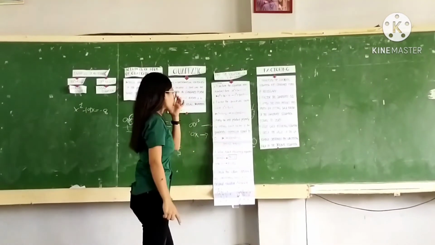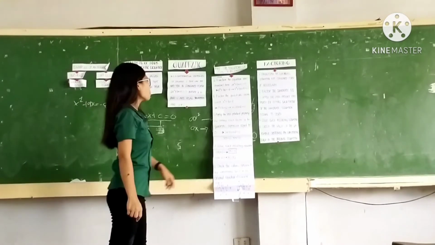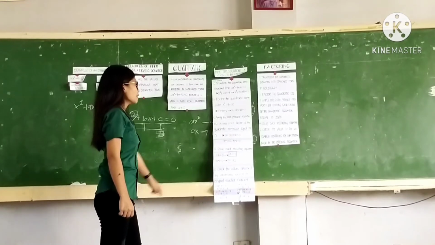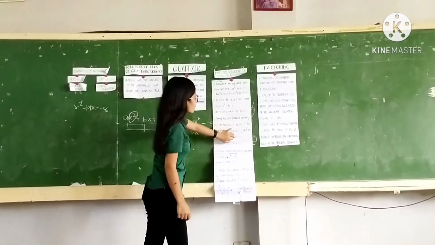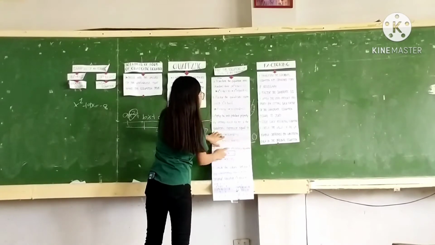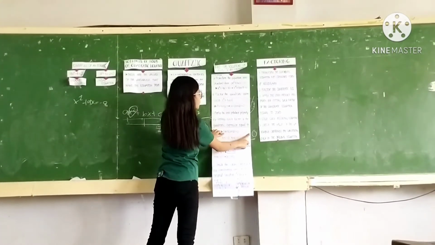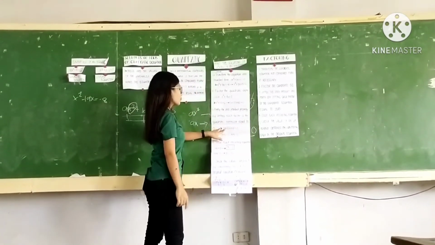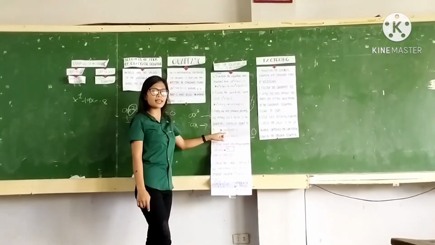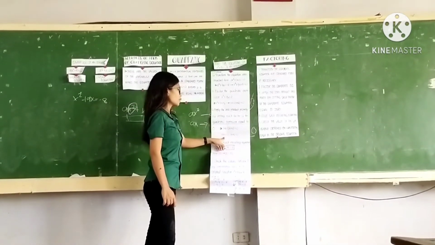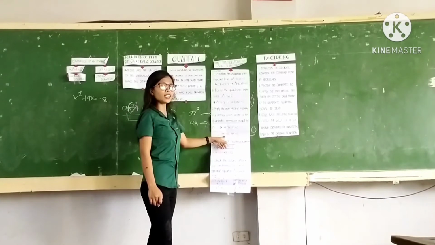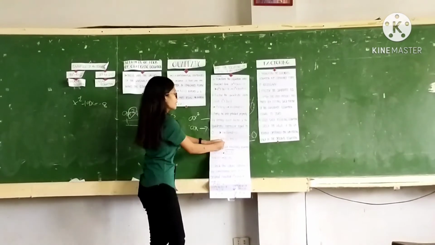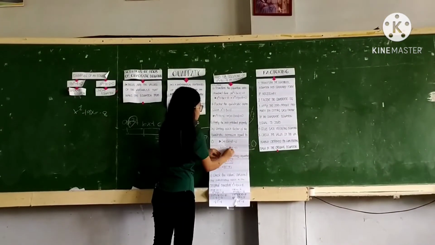Is it correct? Okay, let's proceed. Apply the zero product property by setting each factor of the quadratic expression equal to 0. Since we already have the factors, now we're going to equate them to 0: x plus 1 times the quantity x plus 8 is equal to 0. We equate each factor, so we have x plus 1 is equal to 0 and x plus 8 is equal to 0.